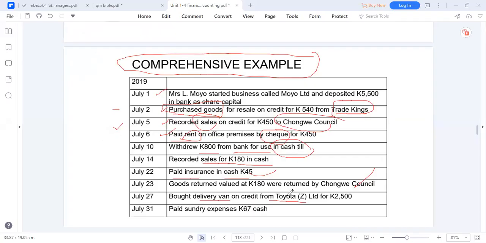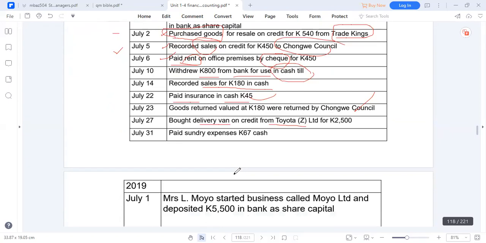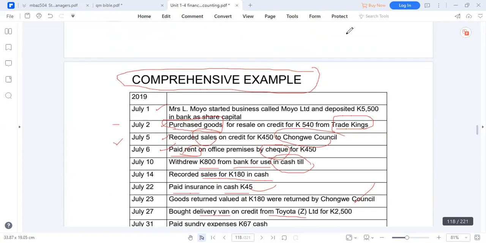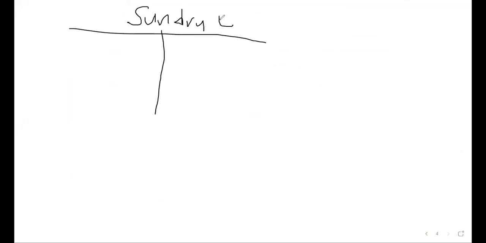Let's move on to the other one. Paid sundry expenses, 67, cash. So let's look at it. The two accounts are sundry expenses and cash. So we have the sundry expenses. This was on 31st, 7/19, 67. It was for cash.